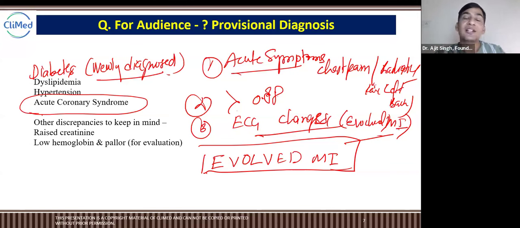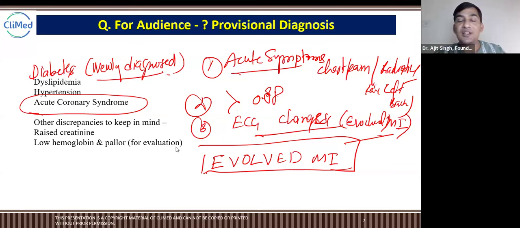In this case, the ST depression and the T inversions were way higher, new. It was acute based on ECG, and based on troponin T, which rises only after 2 hours of myocardial infarction. It cannot be raised in chronic MI, it raises in acute MI only. And the acute symptoms. All these things make it acute MI or acute coronary syndrome. Acute coronary syndrome means acute myocardial infarction.